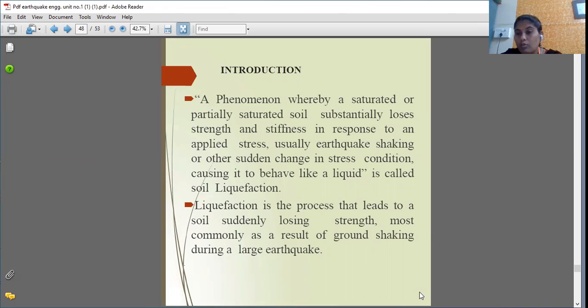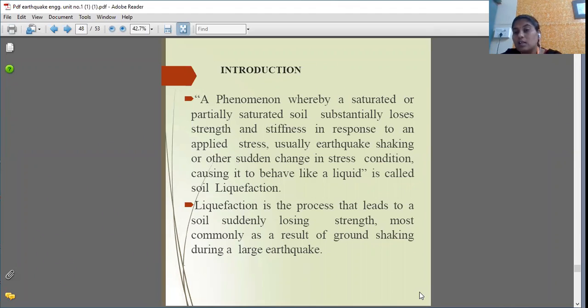Because of this ground movement, what will happen? Why does this earthquake occur? For the release of energy from the earth crust towards the surface of the earth. The energy that is stored in the rocks gets released in terms of an earthquake.